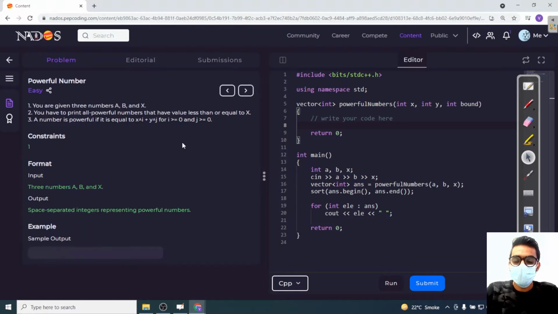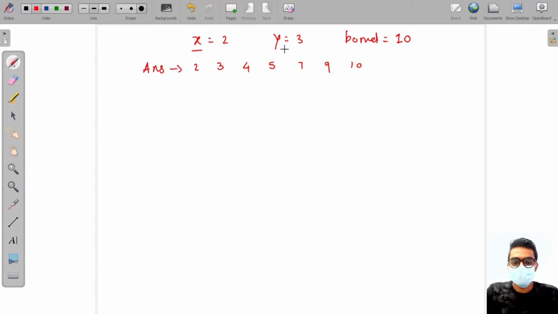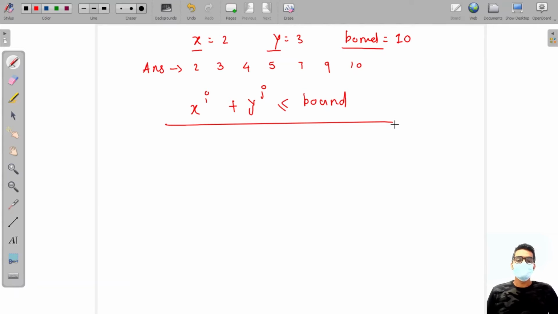So in this video, we are going to discuss our next question, that is perfect number. In this question, we are given x, y and bound. The main condition is that x raised to i plus y raised to j is less than or equal to bound. We need to satisfy this condition, and as we change the values of i and j, the value of x raised to power i plus y raised to power j should be less than or equal to bound. And there are some answers like this, so we can get these answers.